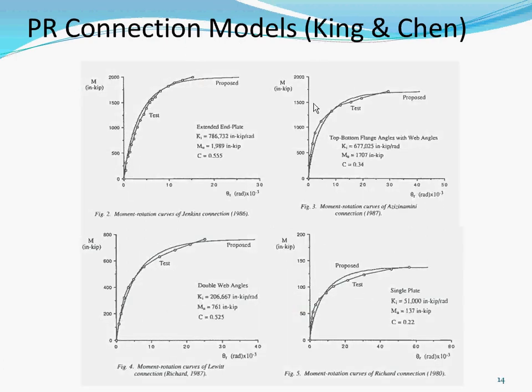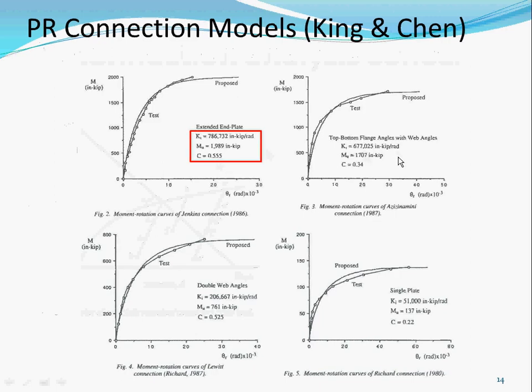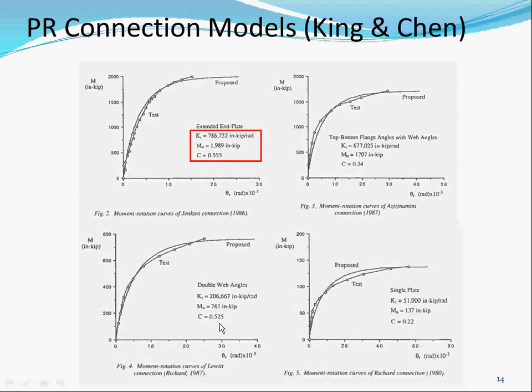So these are the different tests they propose. This is a different test. If you see, this one is 0.5. This one is 0.34. This one 0.525. This one 0.22. It's all over the place. So it's very specific. And what that means is, for each beam and each column and each connection, you would have the specific C.